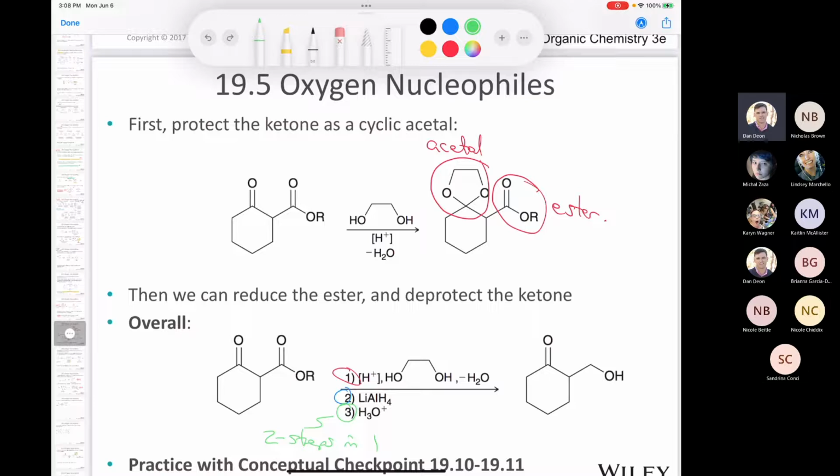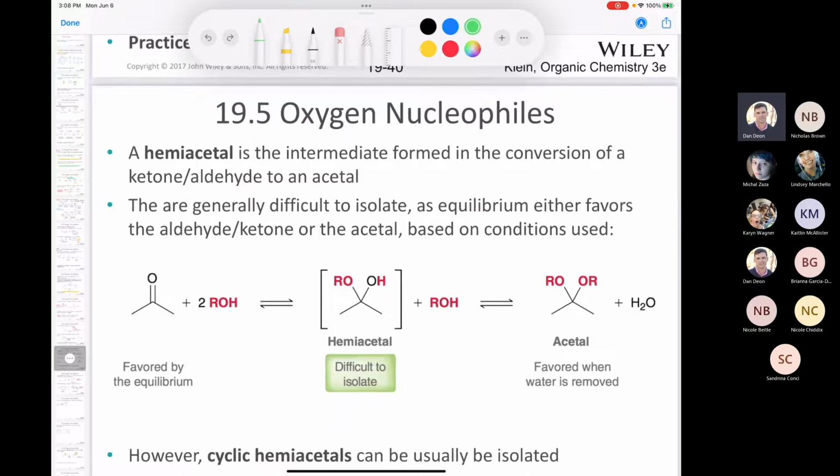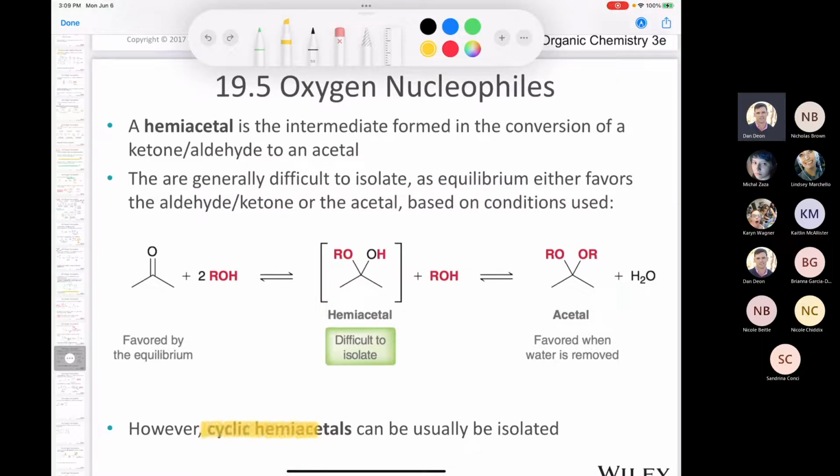Now, before we get into a practice problem, I want to address the whole thing about the hemiacetal. A hemiacetal is actually pretty difficult to isolate. The way that we see them, that I showed you in that mechanism that we went over, the 7-step mechanism, it's pretty difficult to isolate a hemiacetal, but there is an exception to this. A cyclic hemiacetal can be isolated, especially when you form a 6-membered ring, meaning 6 atoms in the ring. And where would you see a 6-membered ring with an oxygen in it?